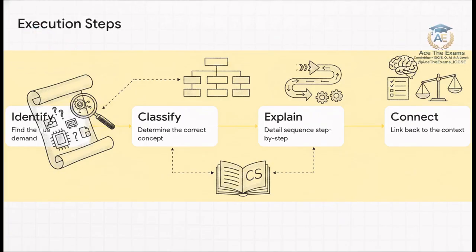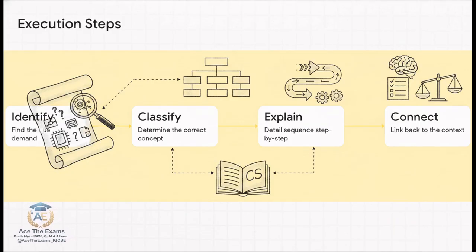Are they asking for hardware selection, program design, or evaluating alternatives? Step 2. Classify the correct concept. Don't jump to the first buzzword that comes to mind. Step 3. Explain the sequence or structure step by step. Remember, so many computer science topics are purely process-based, so logical order is literally everything. Step 4. Connect the explanation back to the context, and check if you need to add an advantage, disadvantage, or a comparison. Apply that PEEL framework we talked about.